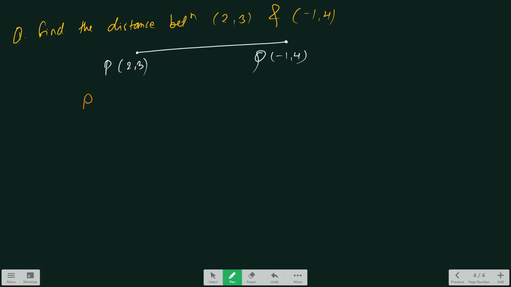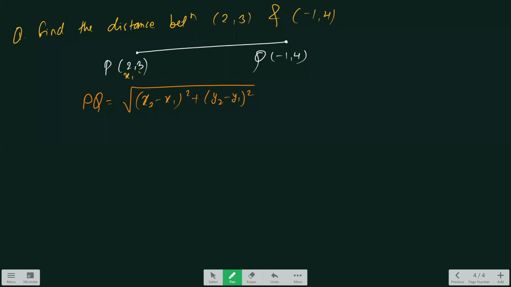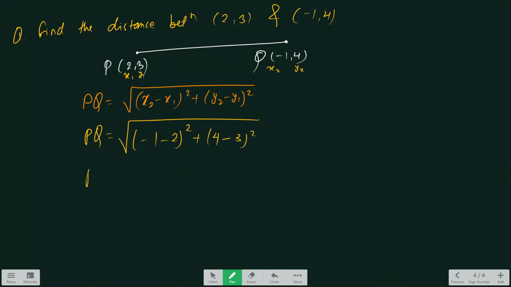Okay, so the distance formula is under root of (x2 minus x1) whole square plus (y2 minus y1) whole square. Here this is x1, this is y1, this is x2, this is y2. Now by putting these values in the formula, you'll get x2 is minus 1 minus x1 is 2 whole square plus y2 is 4 minus y1 is 3 whole square. So finally you'll get minus 1 minus 2 is minus 3 square plus 4 minus 3 is 1 square.